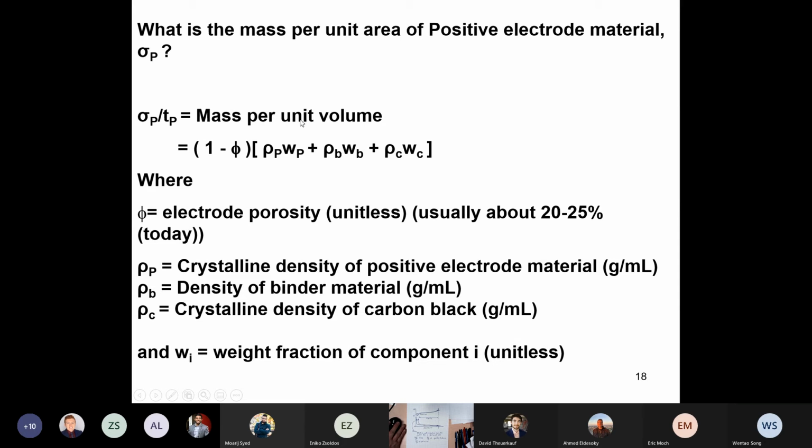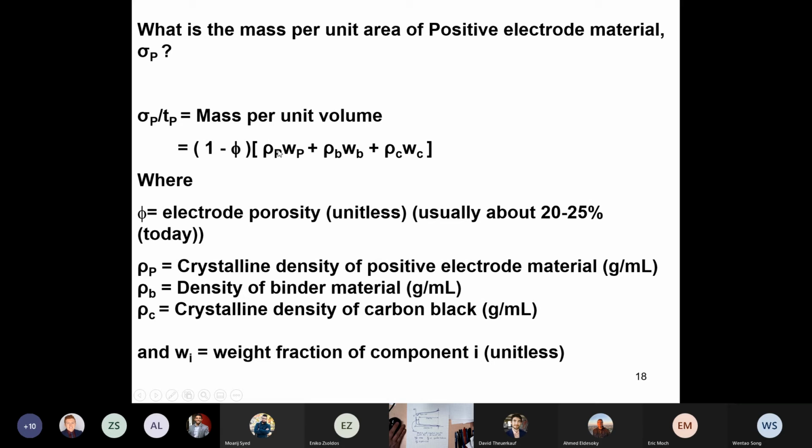So what's the mass per unit volume? Well, that's easy to figure out. Mass per unit volume is density. So we need the average density of the positive electrode material.